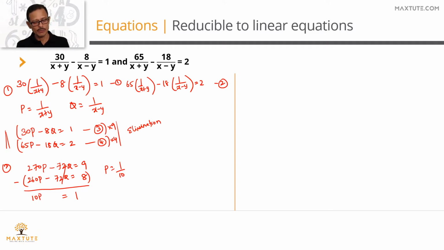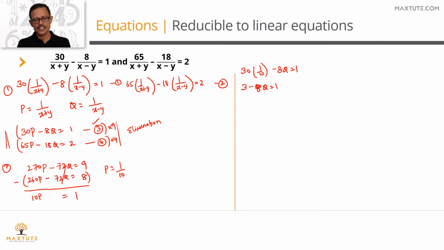Let's keep this for a moment and go on and substitute the value of p as 1 by 10 in the third equation to find the value of q. We are still in step 2. We are finding values of p and q. So 30 times p, which is 30 into 1 by 10, minus 8q is equal to 1. 30 into 1 by 10 is 3. 3 minus 8q is equal to 1.